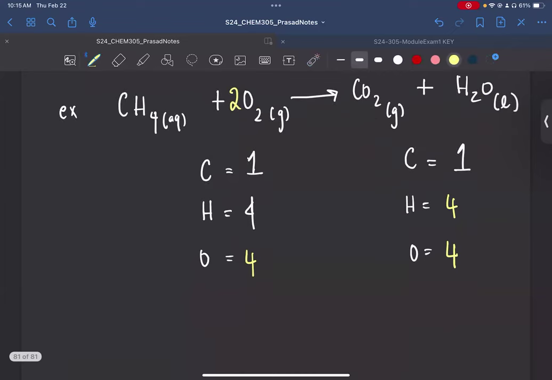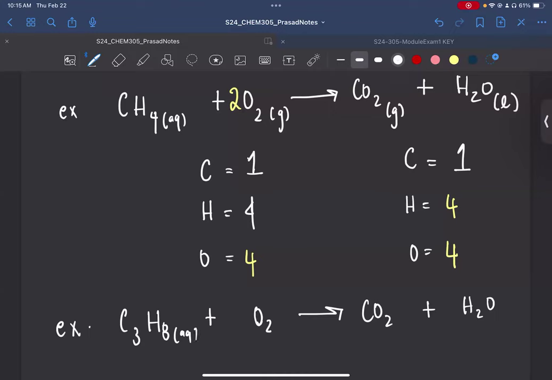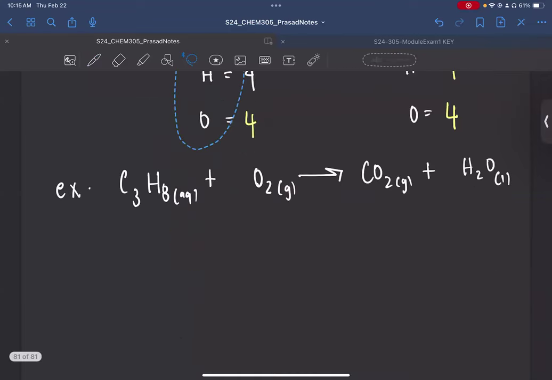Let's try another example. C3H8 plus 5O2 gives CO2 plus H2O. We must include our state symbols. And now we're going to balance this reaction.